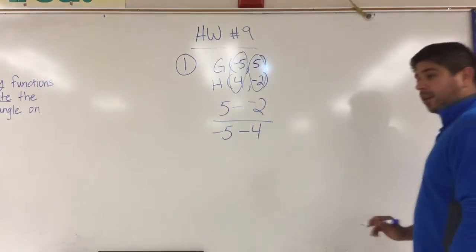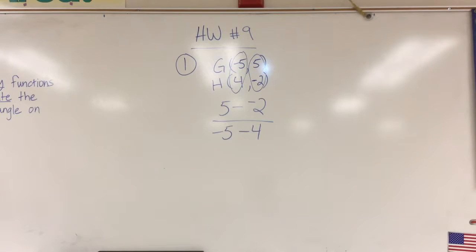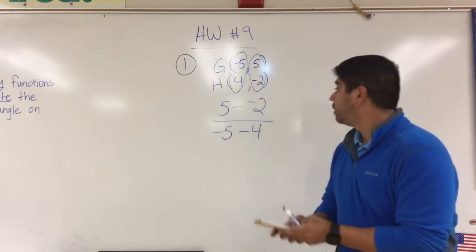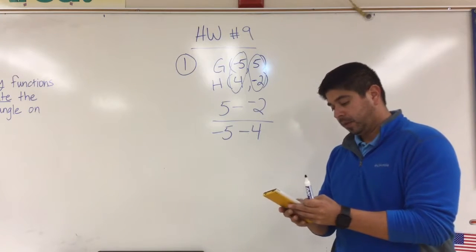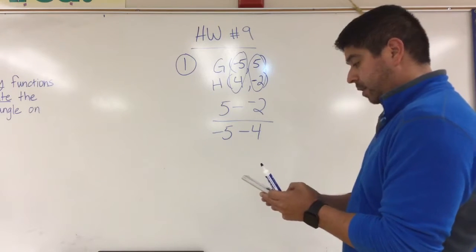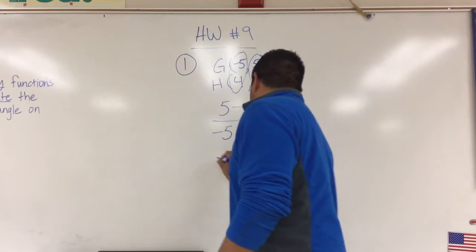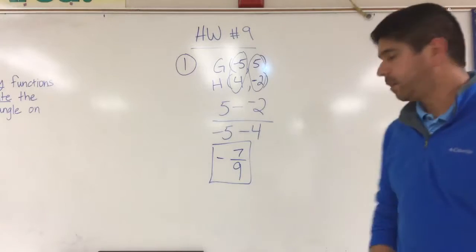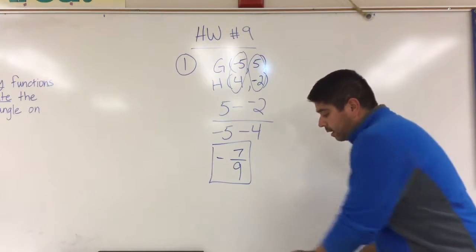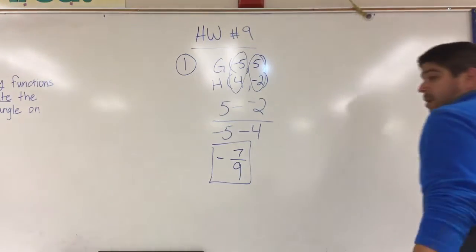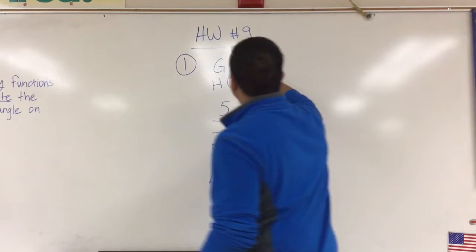All right, so we put this in our calculator. We'll go ahead and put this in exactly how it looks. So control divide. We got 5 minus -2 over -5 minus 4. Hit enter. We get -7 over 9. Okay, so -7 over 9 is my slope. Okay, the slope of that graph. Okay, that was number 1.